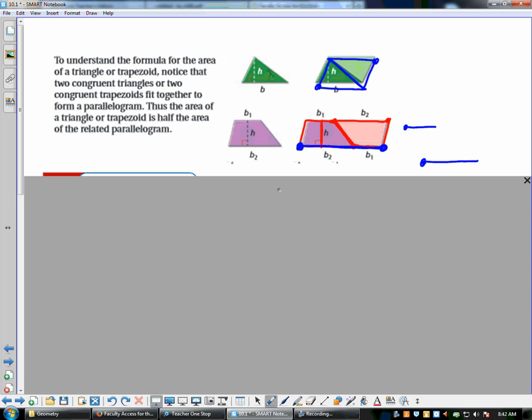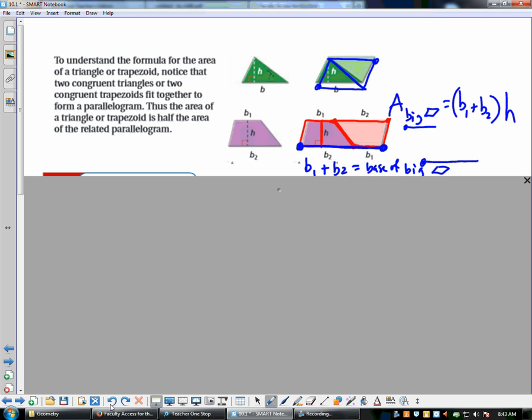Base 1 plus base 2. So B1 plus B2 equals the base of the big parallelogram. Agreed? So if I want to find the area of the big parallelogram, it is going to be B1 plus B2, that's the big base, times the height. Would you agree that that's how we could find the area of that big parallelogram?